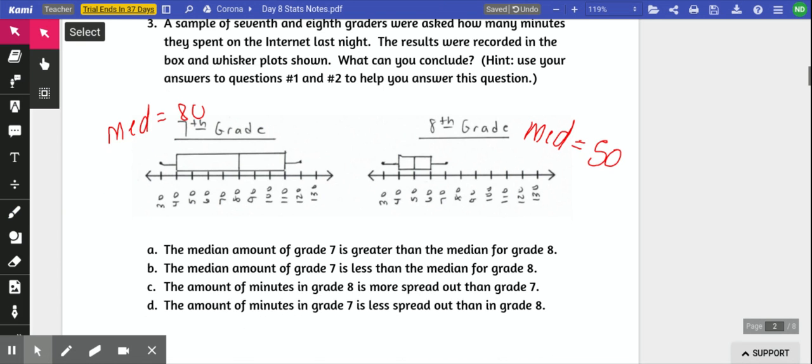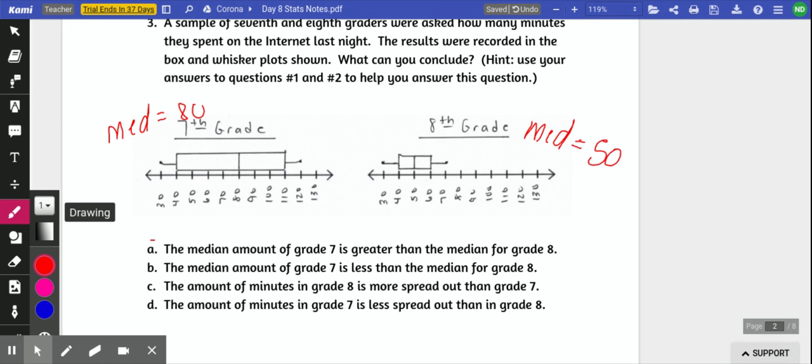Now I simply just need to read my answer choices and figure out which one is correct. So choice A says the median amount for grade 7 is greater than the median amount for grade 8. Well, I know that is true because the median for grade 7 was 80 and the median for grade 8 was 50, and 80 is greater than 50. So I know already choice A is my final answer.